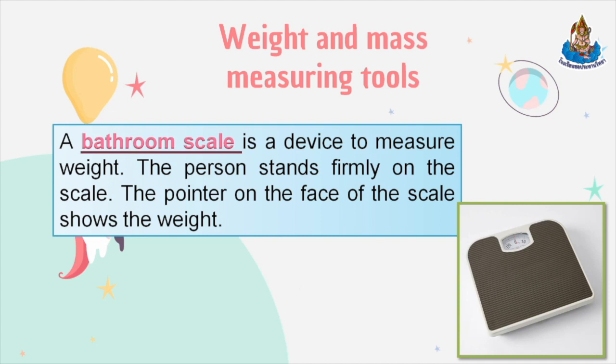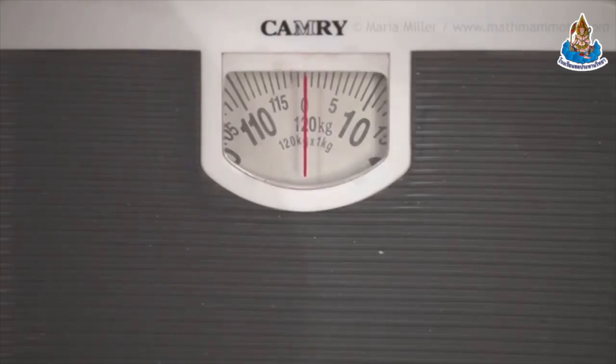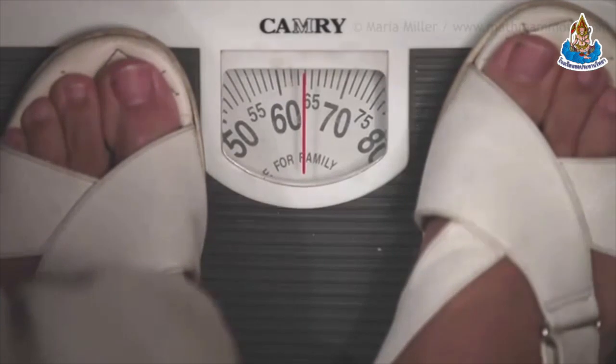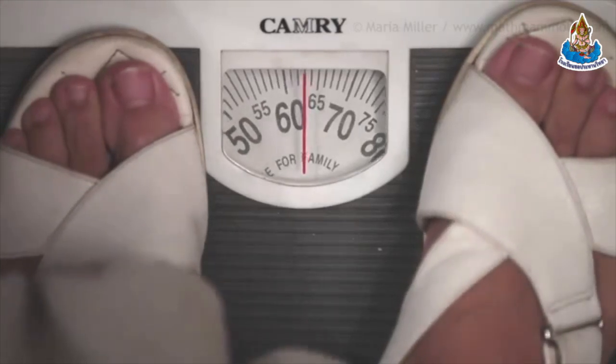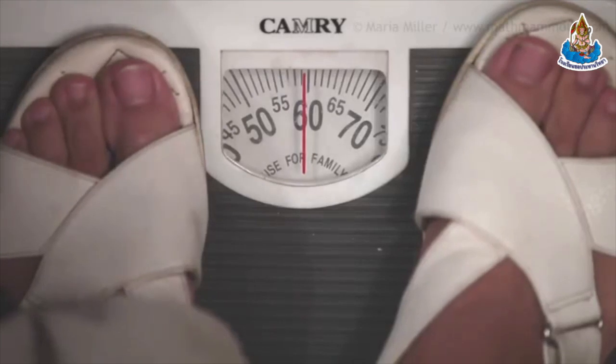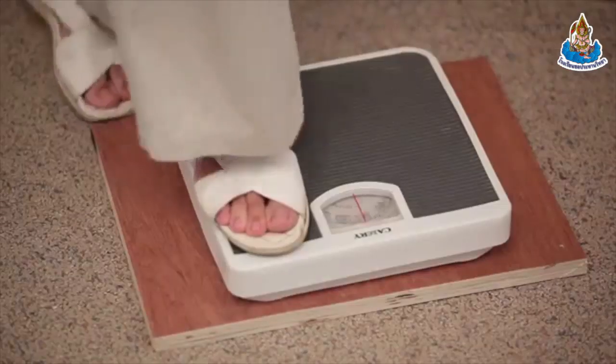Let me show you another video on how to use this. To get your weight, make sure that the pointer points at 0 first before stepping on the bathroom scale. If you want to get the exact weight of yours, you need to take off your shoes or maybe take off anything that you're holding. So look at this lady. How much does she weigh? 59, something like that, right?